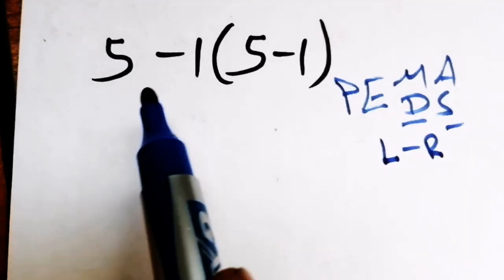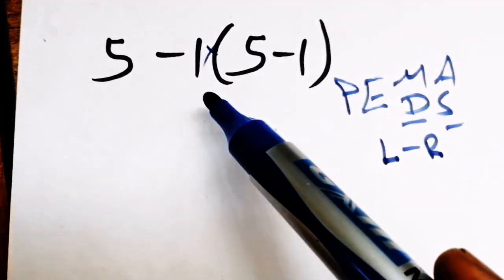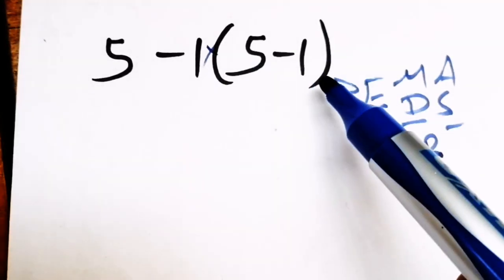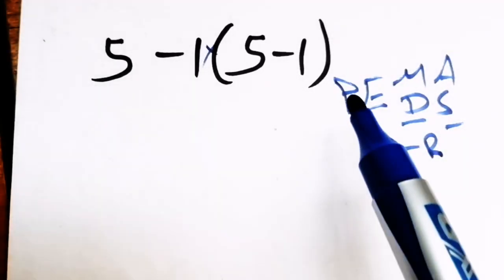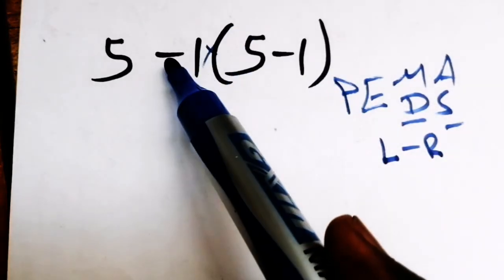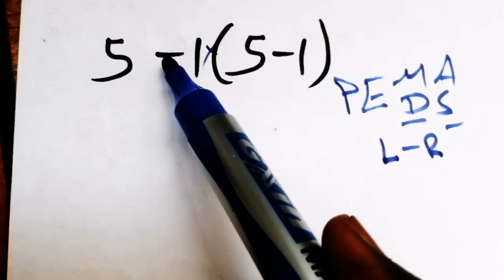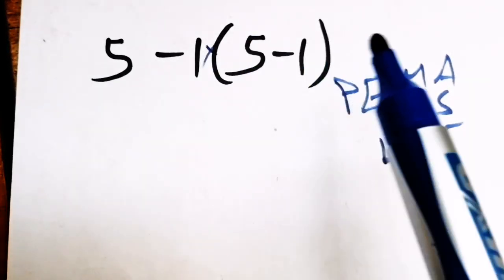Okay, so in this expression there is one subtraction here, one multiplication here, and there is a parenthesis. Inside the parenthesis there is one subtraction. Therefore, according to PEMDAS, first we have to do this parenthesis, next this multiplication, and finally this subtraction. If we do this subtraction before this parenthesis or this multiplication, it is wrong.